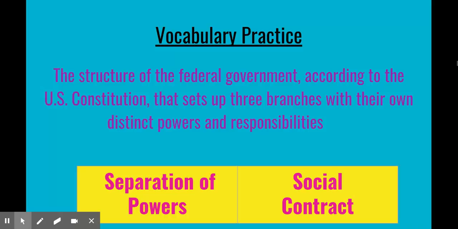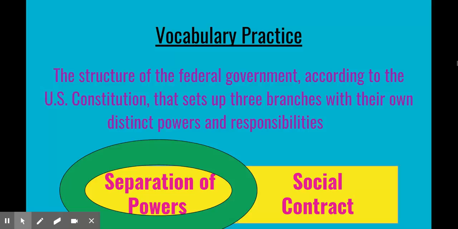Our last vocabulary practice question of the lesson. Is it separation of powers or social contract that is the structure of the federal government according to the U.S. Constitution that sets up the three branches with their own distinct powers and responsibilities? Separation of powers is the correct answer.